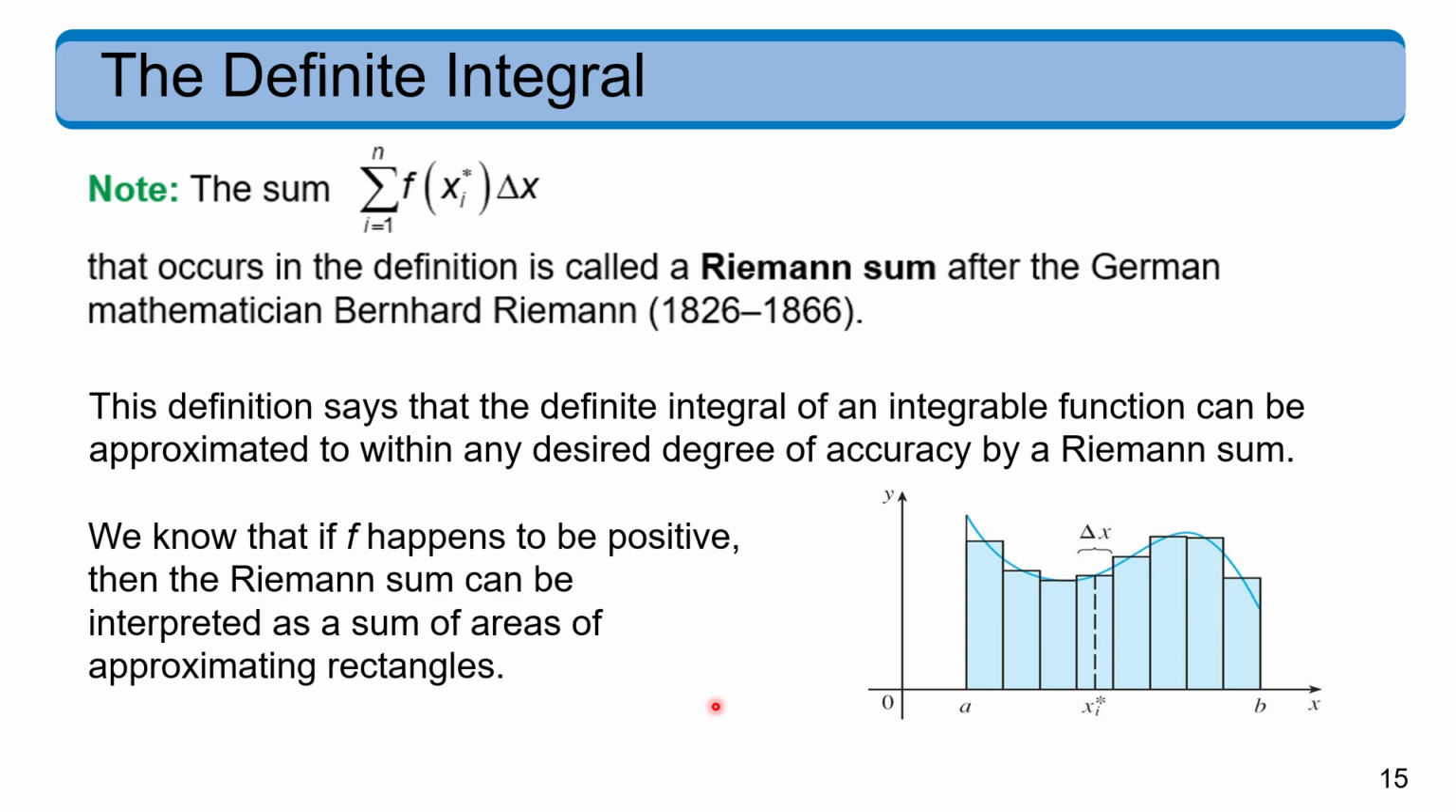Also, our argument so far for this area problem has been based on our function being positive. We haven't dealt with the case where the function dips down into the negative y values and how that would affect our interpretation of areas of the curve. So we know as long as the function's positive, the Riemann sum is interpreted as the sum of the areas of these approximating rectangles. And we'll discuss the case where we have a negative function soon.